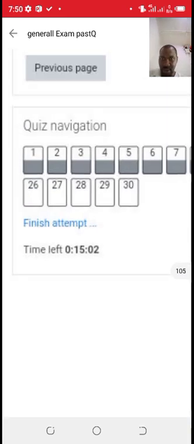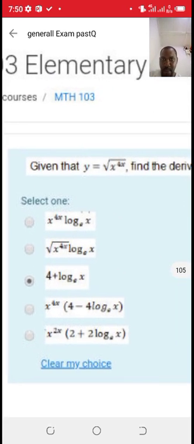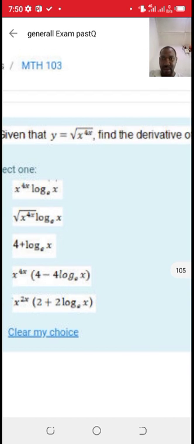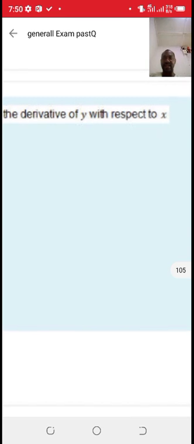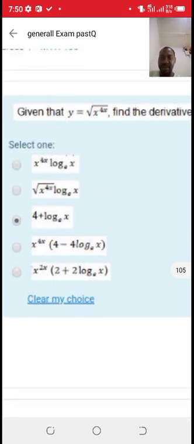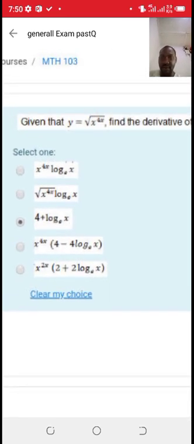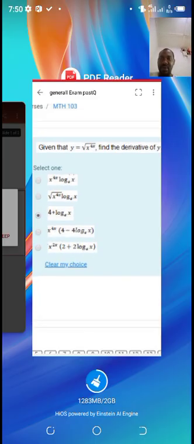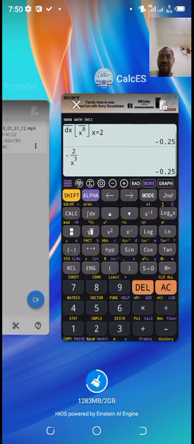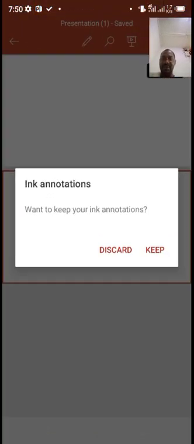Now the next one, we are asked, given y equal to square root of x raised to power 4x, find the derivative of y with respect to x. It's easy. The answer to this question from my findings is E, and I'm going to confirm that by solving and also using calculator. So let's do that quickly. If we have to solve the square root of x raised to power 4x, so let's see x raised to power 4x quickly.